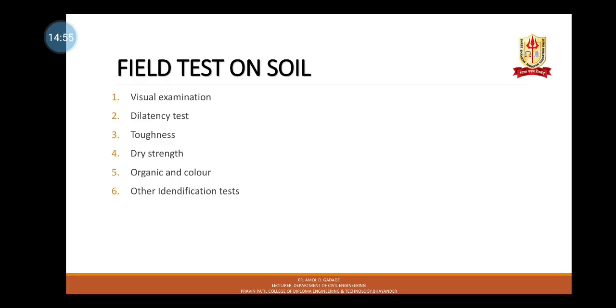The visual examination is carried out with respect to size, angularity, touch and grading. For fine-grained soils, the following tests are carried out on the fraction finer than 425 micron IS sieve. Dilatancy test: about 5 cc of soil sample is taken and enough water is added to nearly saturate it. The pat of soil is placed in the open palm of the hand and shaken horizontally, striking vigorously against the other hand several times.